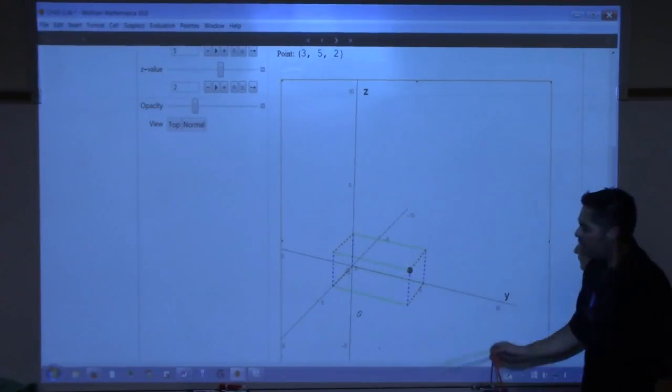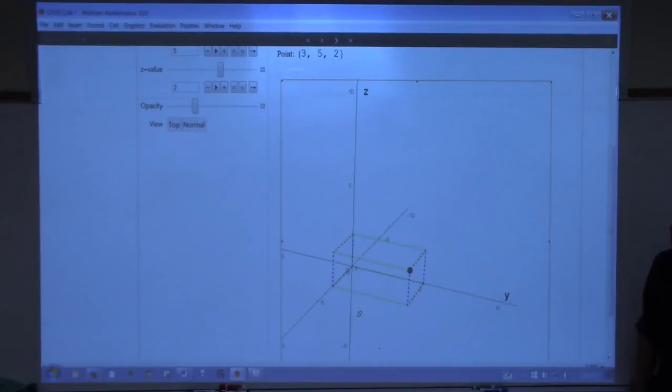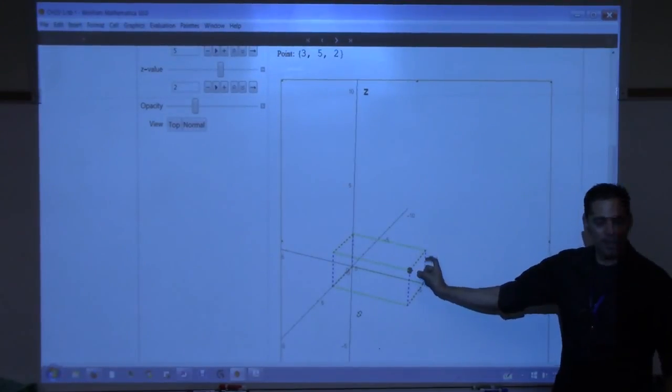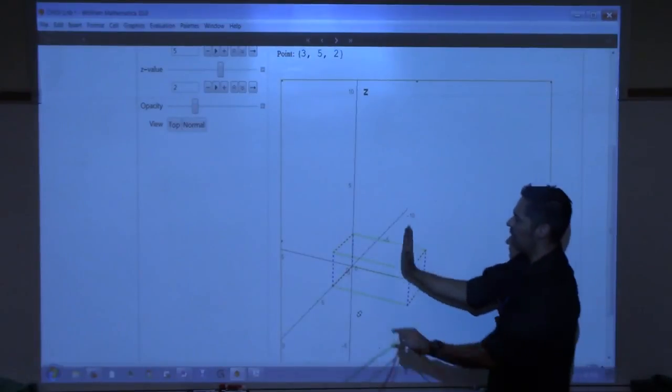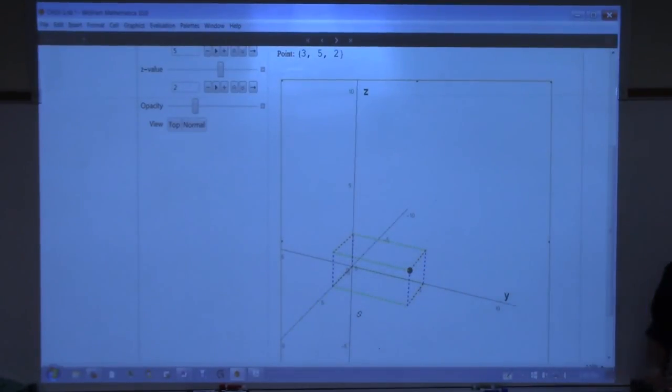The YZ plane. How far away from the YZ plane is that point? 3 units, because we came out 3 along the x-axis, right? How far away from the XZ plane would that be? 5 units. So the XZ plane is like this wall on this side. Yeah? Agreed?